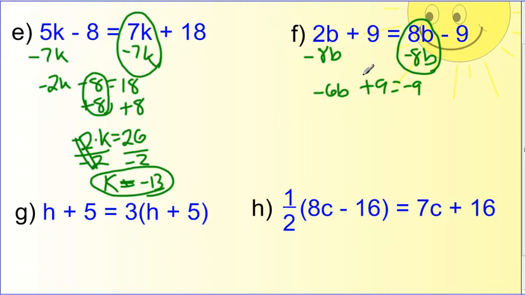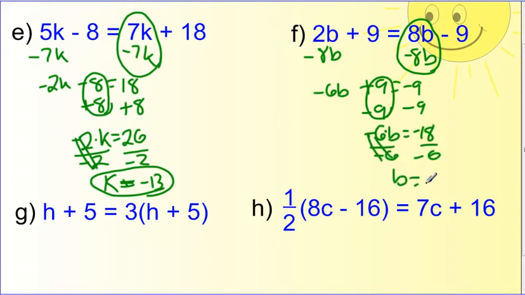The way we get rid of this plus 9 is we subtract 9. Subtract 9. These cancel. Negative 6b equals negative 18. The way we get rid of times by negative 6 is we divide by negative 6. Cancel, cancel. B equals positive 3.